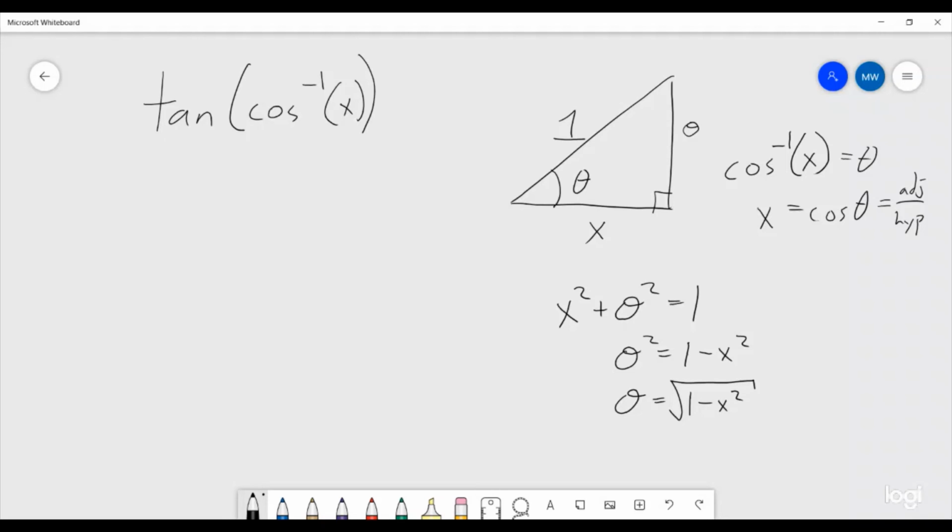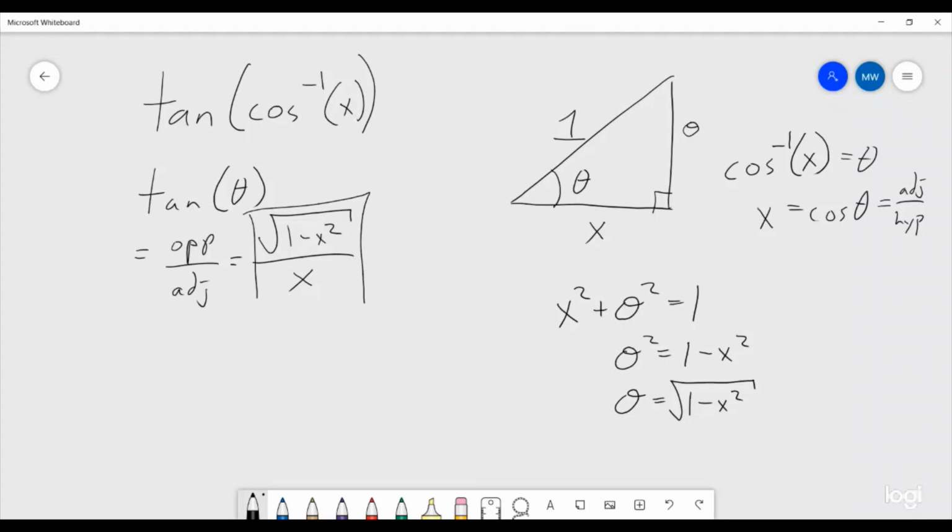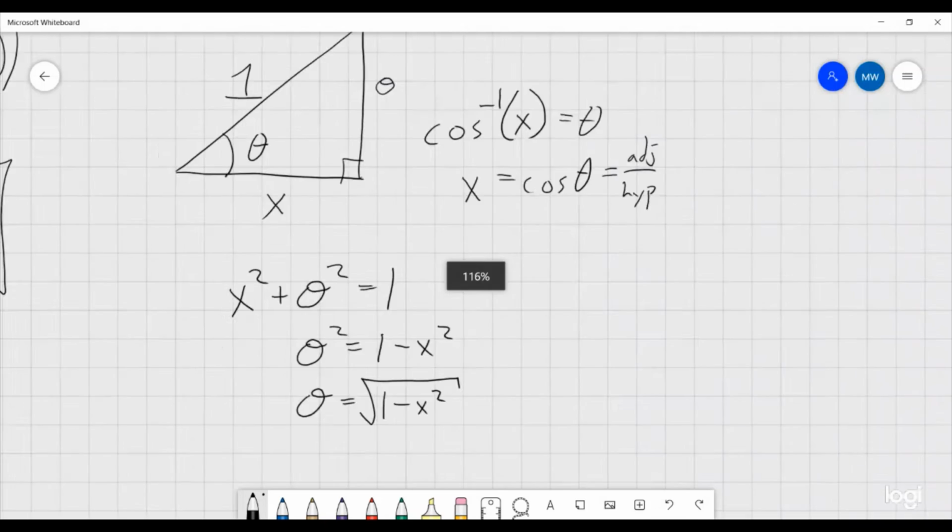Well, we know that inverse cosine of x is that angle, so we get tangent of that angle theta. That's going to be equal to opposite over adjacent. And we just figured out our opposite was the square root of 1 minus x squared, and then adjacent was x. So this is tangent of inverse cosine of x. And we can do this for all sorts of different problems.